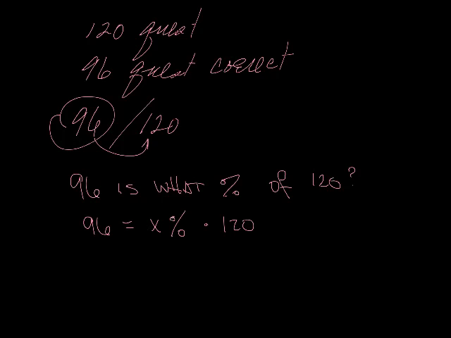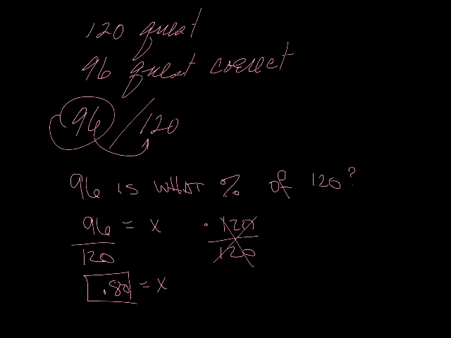So again, we're not working with percentages, so we're just going to erase that, and we'll go from there. We're going to take our 120 and divide both sides by 120. Those go away, and we have 96 over 120, which is 0.80. And then we turn this into a percent by moving the decimal over 2 to the right, and we get 80%. So if a student gets 96 out of 120 correct, that would be 80% correct.